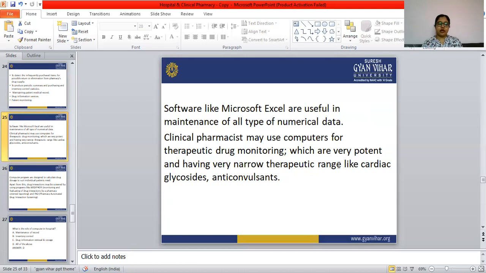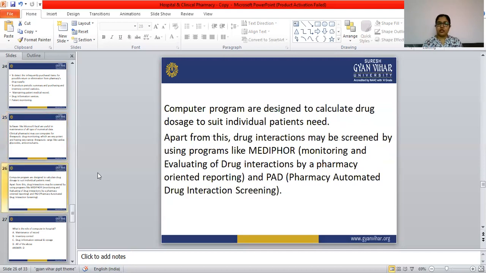The clinical pharmacist may use computers for therapeutic drug monitoring, which are very potent drugs. They have narrow therapeutic ranges, like cardiac glycosides and the anticonvulsants. They can do the therapeutic drug monitoring. Computer programs are designed to calculate the drug dosage to suit individual patient needs. There are lots of computer programs available to calculate the drug dosage to suit individual patient needs.